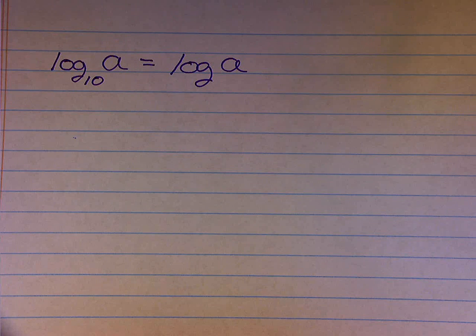Log base 10 of a is often simply written log of a. Whenever you don't see the 10, it does not mean you don't have a base. It's just the common log, and because it's so common, we frequently just don't write the 10 there. Sometimes you'll see the 10 written there. Sometimes you will not see the 10 there.